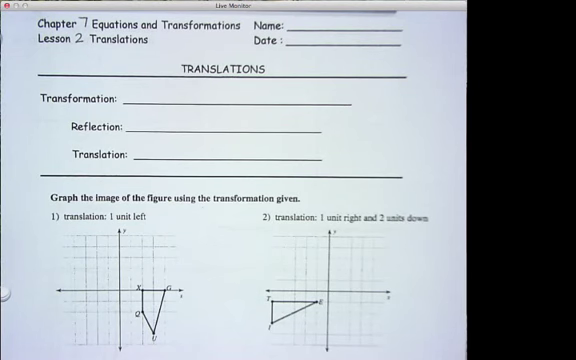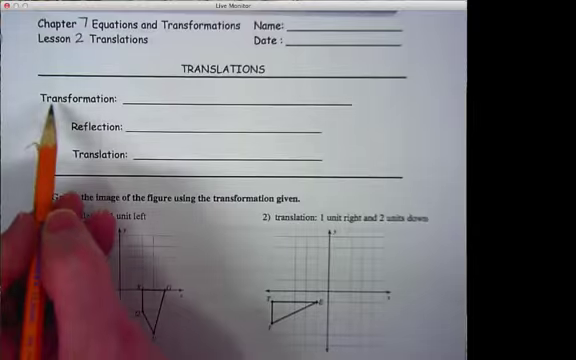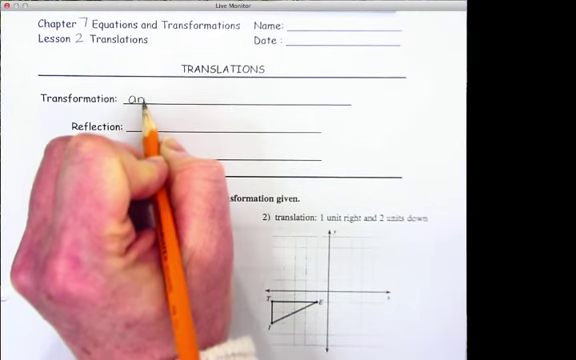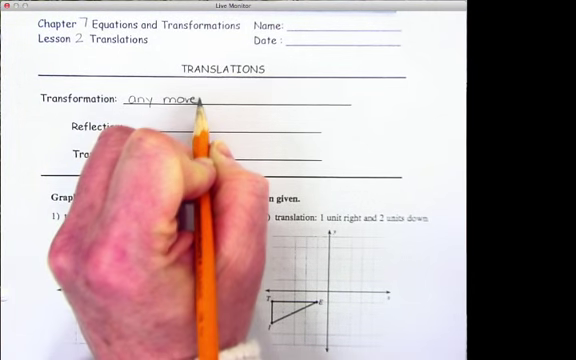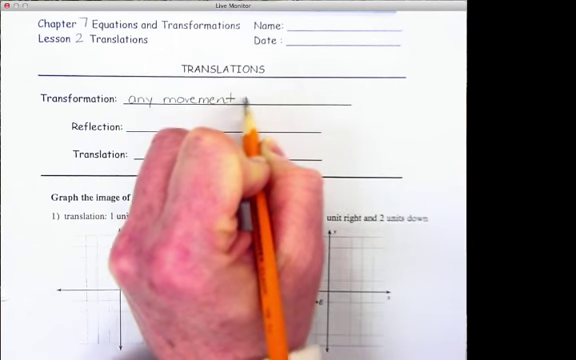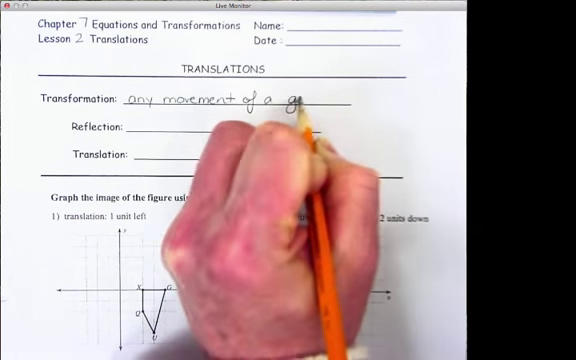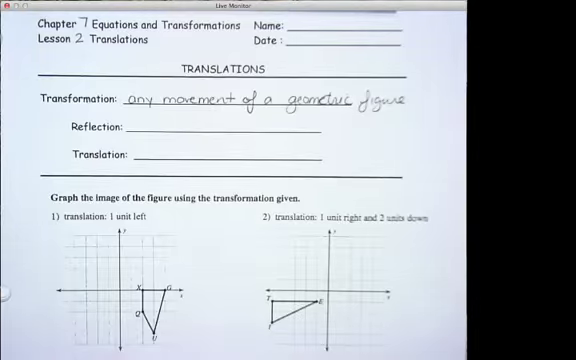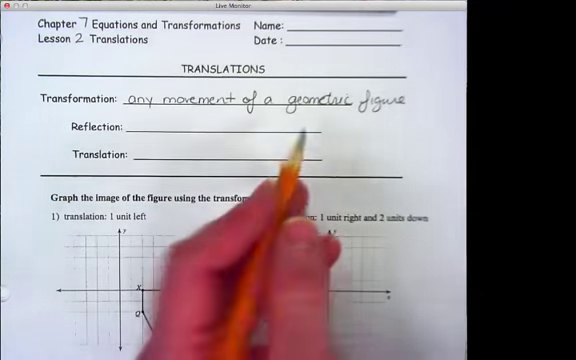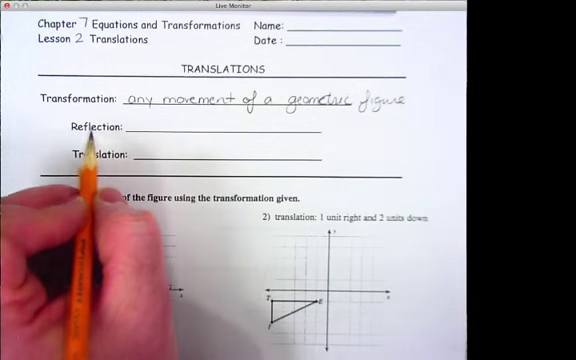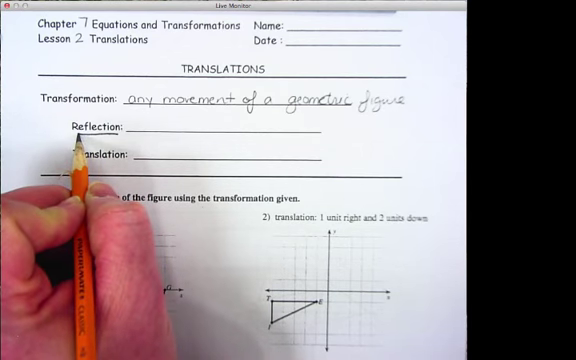So this is chapter 7. This is our second type of transformation. This is going to be called a translation. Now, transformation, if you remember, is any movement of a geometric figure. Now we're going to get more specific and talk about the types of geometric movements. So the first one is going to be a reflection.